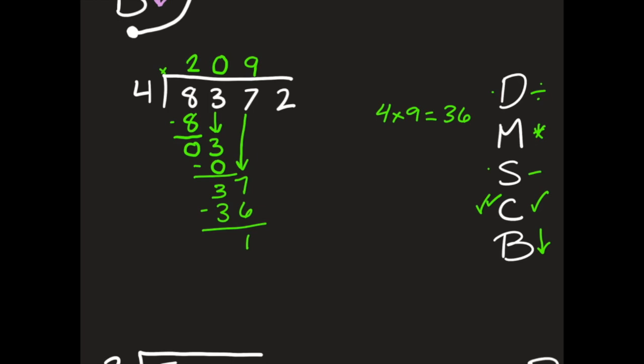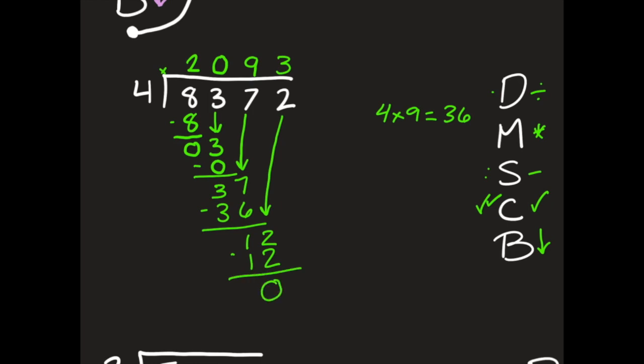And now I'm going to bring down my next number, which equals a 2. Back at the top again. How many times can 4 go into 12? And that is a multiplication fact that we know. That answer is 3. Put my 3 above the 2. 3 times 4, that equals 12. I'm going to subtract now. 12 minus 12, that equals 0.